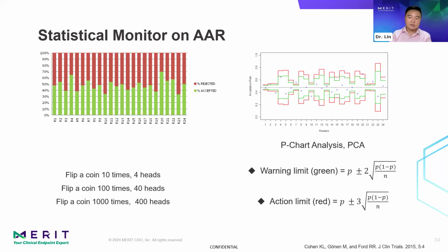These lines, the warning limit and action limit, are what we can monitor in real time during the reading process. If a reader's performance falls below these lines, it will signal the point at which the IRC medical team needs to demonstrate their expertise and take appropriate action.